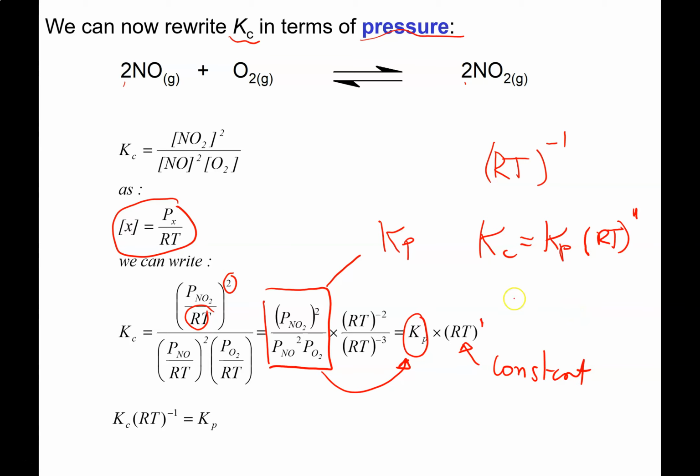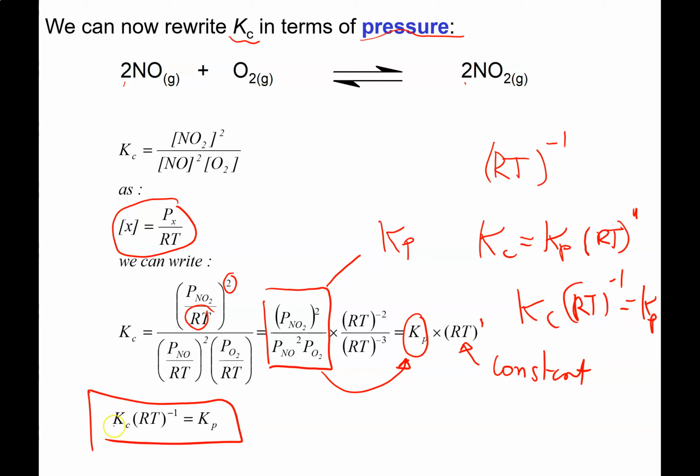If I want, I can reorganize this: Kc multiplied by RT to the -1 equals Kp, just bringing that over, which is what I've done here. Now I've got an expression where, if I have Kc, I can calculate Kp for this particular reaction. Now, where did we see that -1? Way back in the beginning, I made us calculate delta n, and delta n was -1.